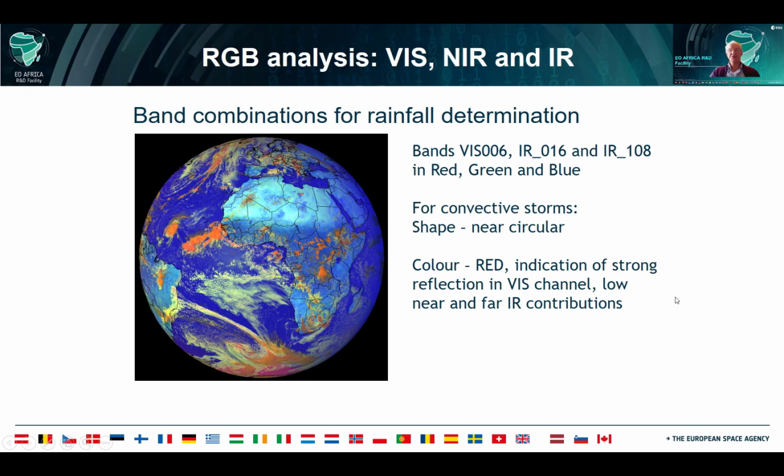We can of course also use the temperature provided by the 10.8 micron channel, and again the circular shapes of the convective systems in conjunction with the color, here reddish, which is an indication of strong reflection in the visible channels, and a low contribution because of the very cold cloud tops in the thermal infrared part of the electromagnetic spectrum.